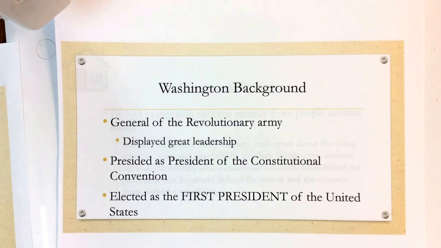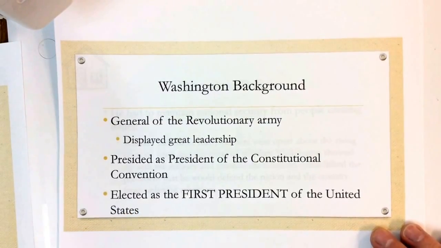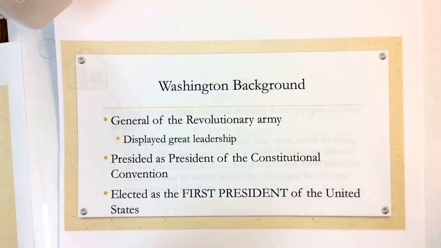He presided as president of the Constitutional Convention. So when they were writing the Constitution, he sat there and tried to keep everybody calm, cool, and collected. And so it was worked out. And then finally, he was elected as the first president of the United States. So that's why he's always on the $1 bill, number one.